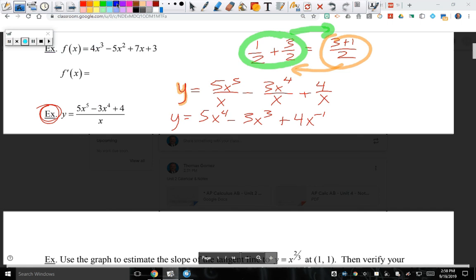Okay? So, Taylor, what would be the power rule of this first piece here? 20x what? Yep, 20x cubed. All right, Matthew, what's the next one? Negative 9x squared. Perfect, negative 9x squared. Jordy, what's the last one? Minus 4x to the power of negative 2.